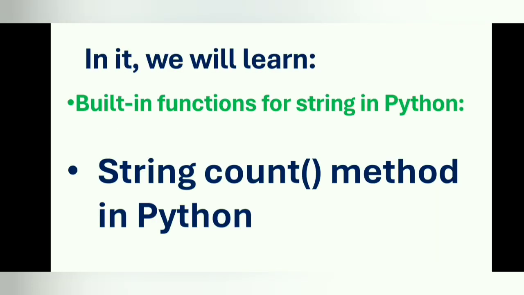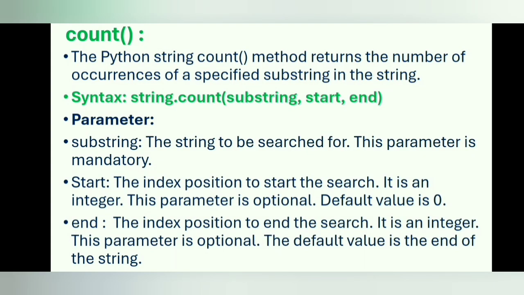In this Python tutorial, we will learn built-in functions for string in Python: the string count method with examples. The Python string count method returns the number of occurrences of a specified substring in the string. Syntax: string.count(substring, start, end).